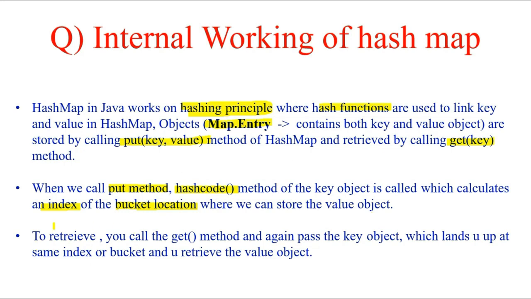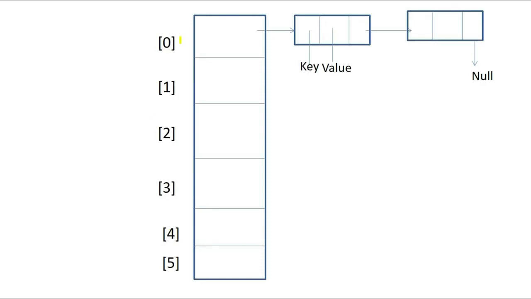The next important thing is when you try to retrieve it. You will call the get method and pass your key object, and it will land you at the same bucket, and you can retrieve the value of that object. So did you get an overview of it? Now let's see that programmatically. This is my hash table, and this is my entry object. Remember this very importantly: the key-value pair is always stored in the table. It is not only just the value which is stored.